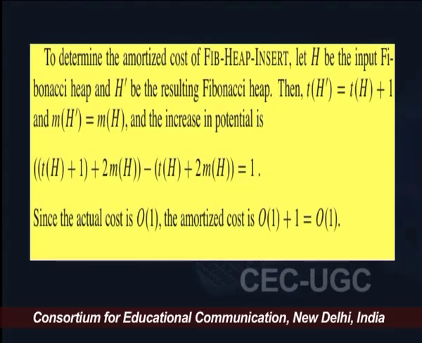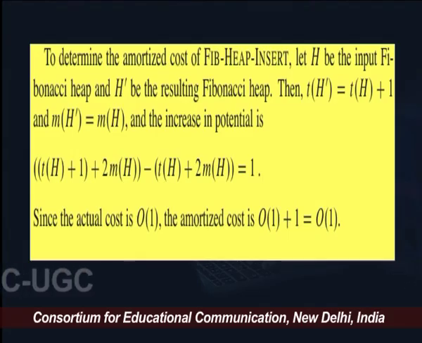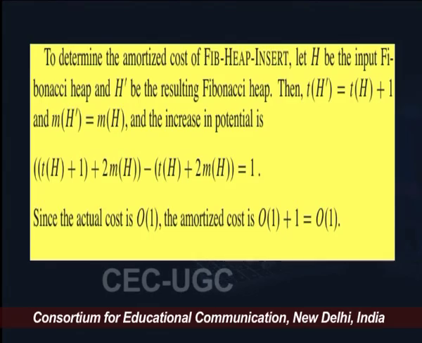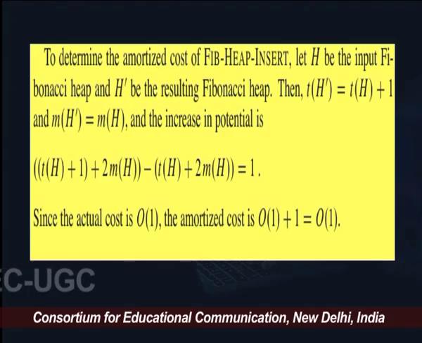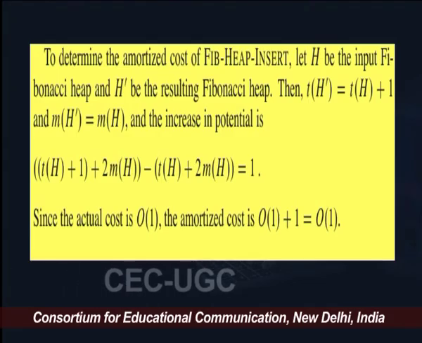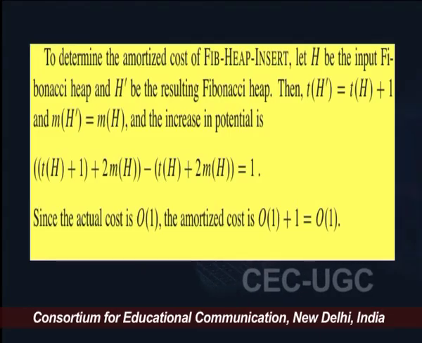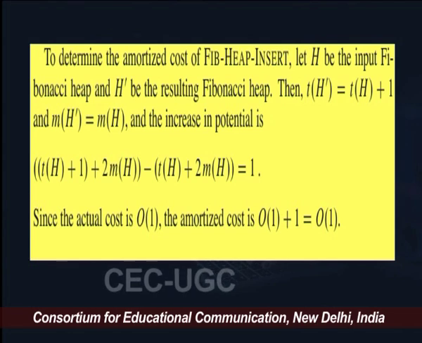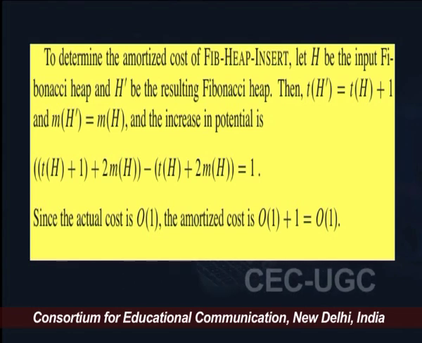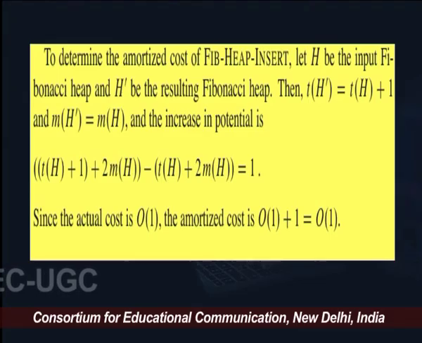So, T of h plus 1 plus 2 of m of h, minus T of h plus 2 of m of h, is equal to 1, because that is the only difference in the number of trees. And since the actual cost is order 1, the amortized cost is order 1 plus 1, which is essentially again order 1. So, for this fib heap insert, there is no difference between the actual cost and the amortized cost.